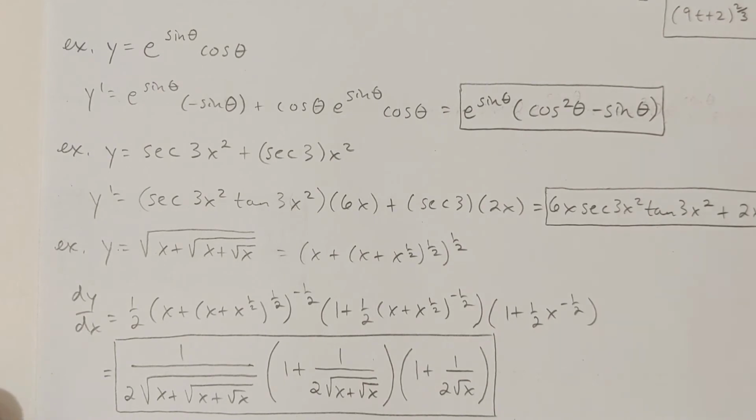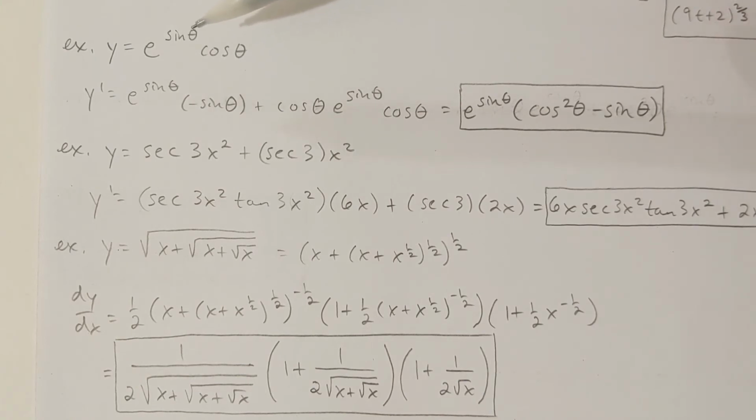Okay, here's another example. Y equals e to the sine theta times cosine theta. Well, that's another product rule situation, right? So let's start with the product rule. We're going to have the first is e to the sine theta times the derivative of the second. Derivative of cosine theta is negative sine theta. Plus the second, that's cosine theta, times the derivative of the first.